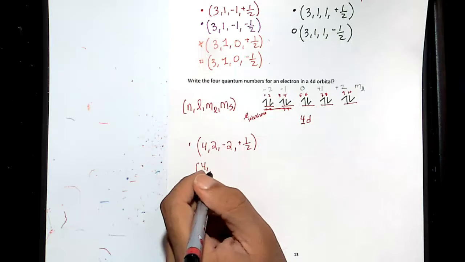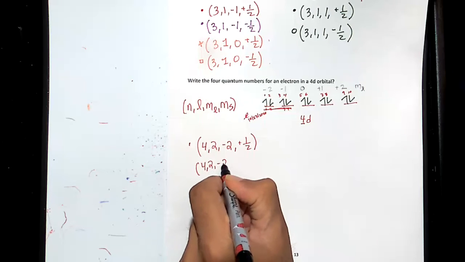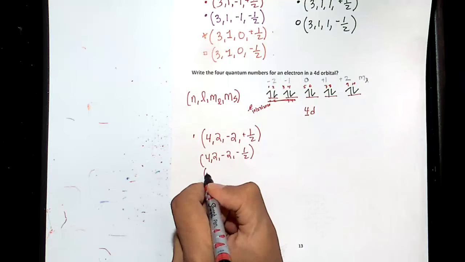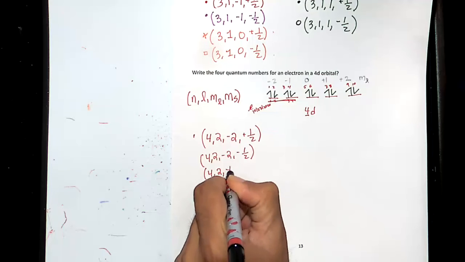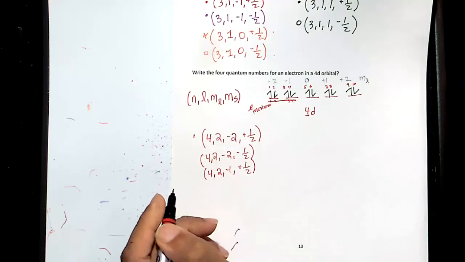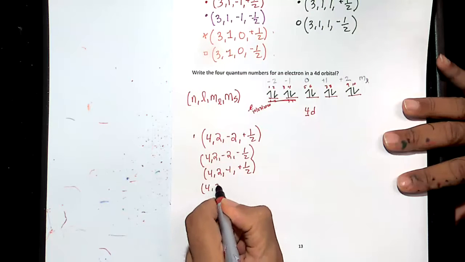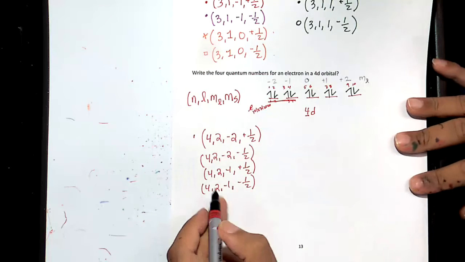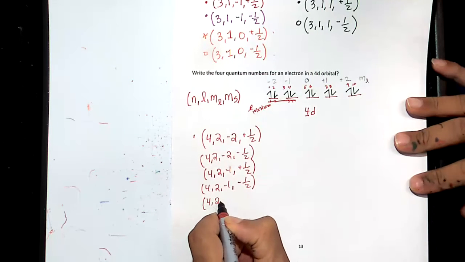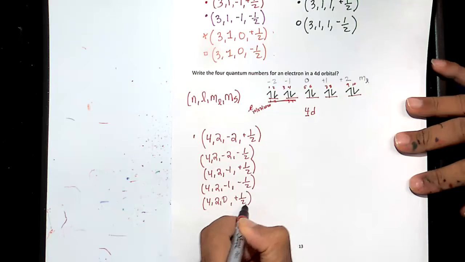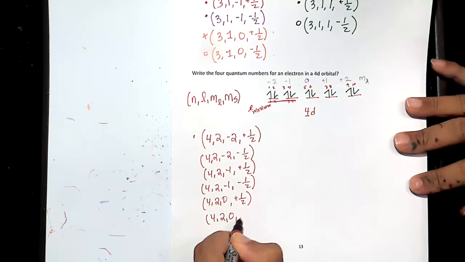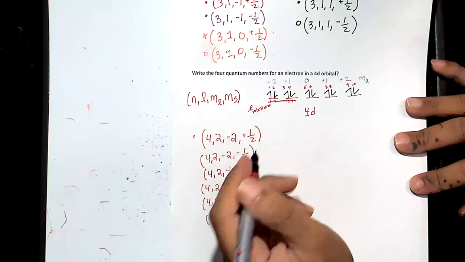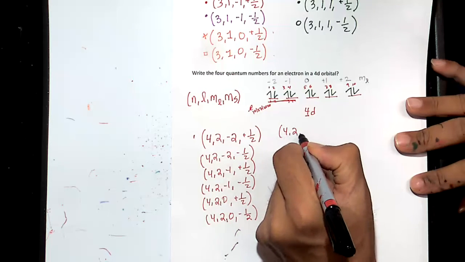Okay, and then are we good at finishing up the other 9? 4, 2, -2, -1/2, right? Someone stop me if you're having issues. 4, 2, -1 +1/2. Yes? 4, 2, -1 -1/2. Okay, are we okay with this? Someone stop me if you're having issues. 4, 2, 0 +1/2. Okay, 4, 2, 0 -1/2. I don't know where you guys are, but I'm moving along. Hopefully you're getting it.